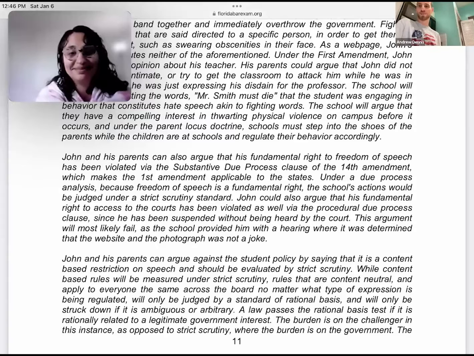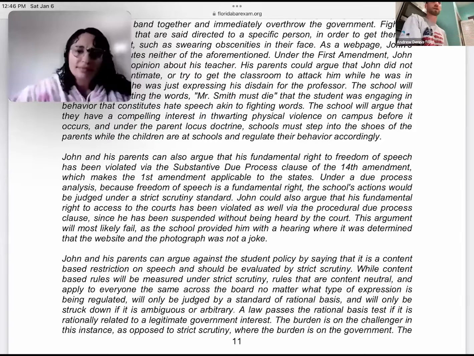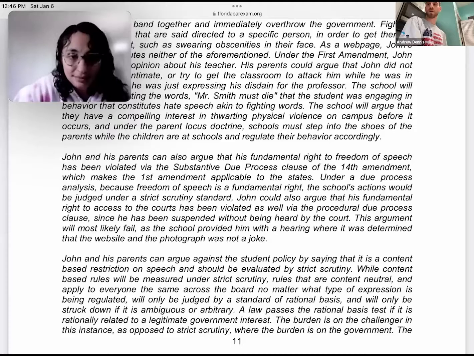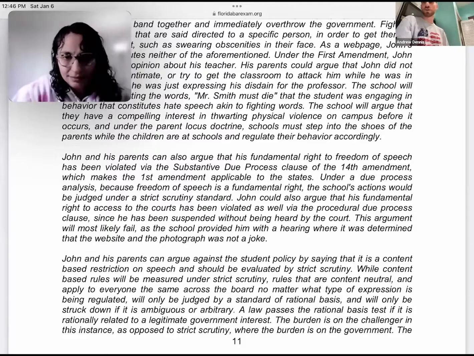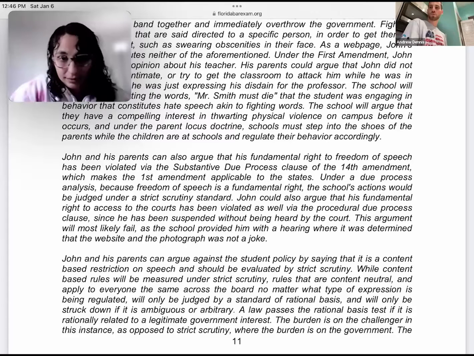Grace and her parents can also argue that the fundamental right of freedom of speech has been violated via the substantive due process clause of the 14th Amendment, which makes the First Amendment applicable to the states, right? The 14th Amendment is what applied the First, Fifth, and the other constitutional amendments to the states. Under due process analysis, because freedom of speech is a fundamental right, the school's action will be judged under strict scrutiny. John would also argue that his fundamental right to access the courts has been violated via the procedural due process clause, since he's been suspended without being heard by the court.